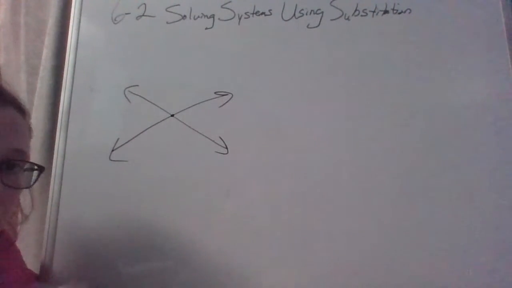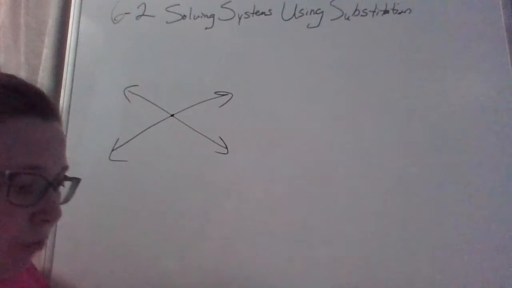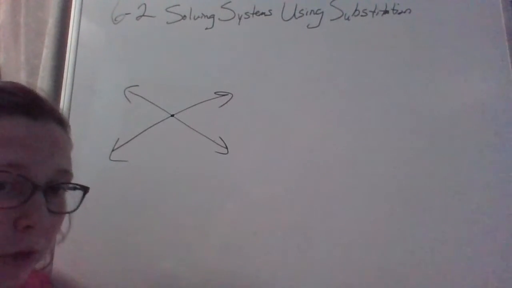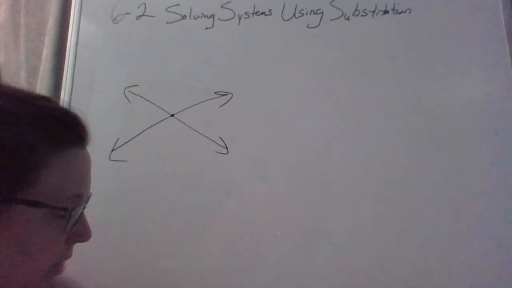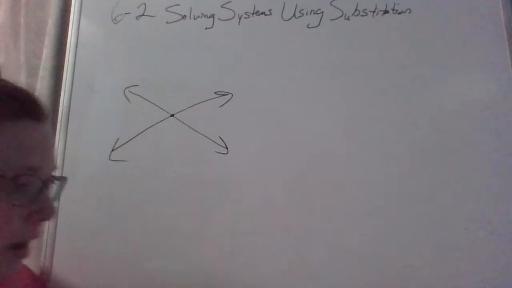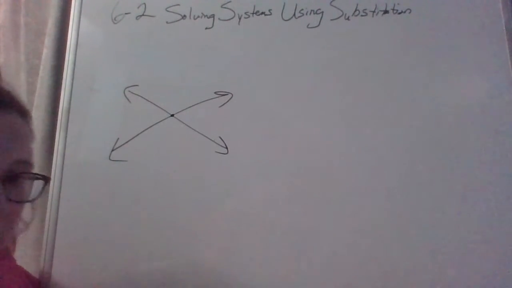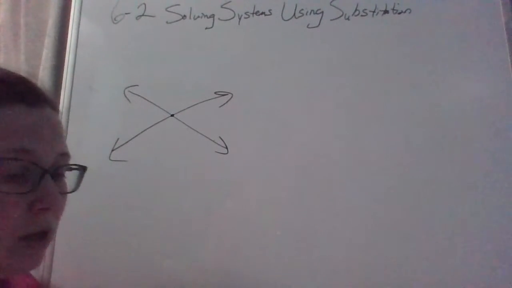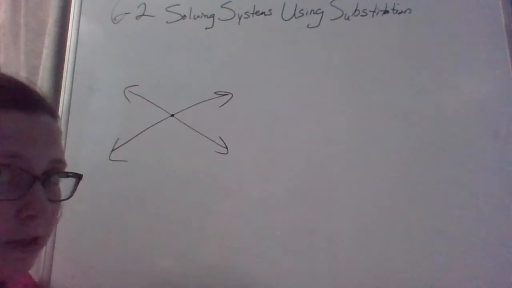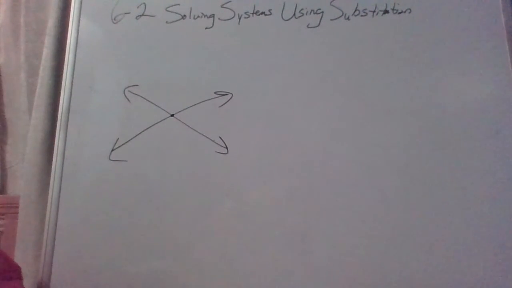Going on to 6-2 then, you have one additional vocab word, which is substitution method. This is the one way that I'm going to have time to teach you guys this year how to solve these systems of equations. And frankly, it's my favorite way to do this. You can do it a few ways, but this absolutely is my favorite.